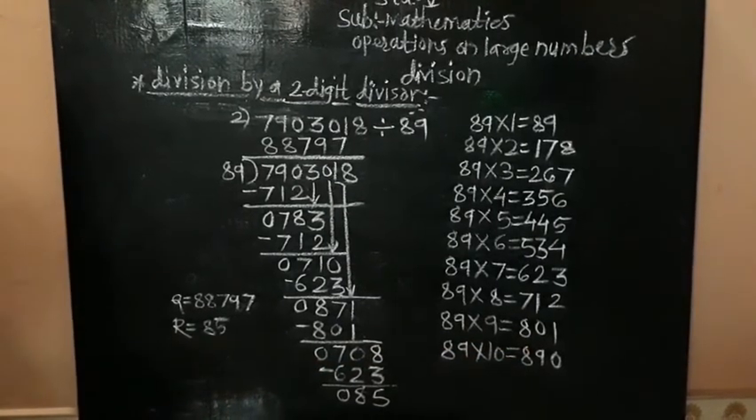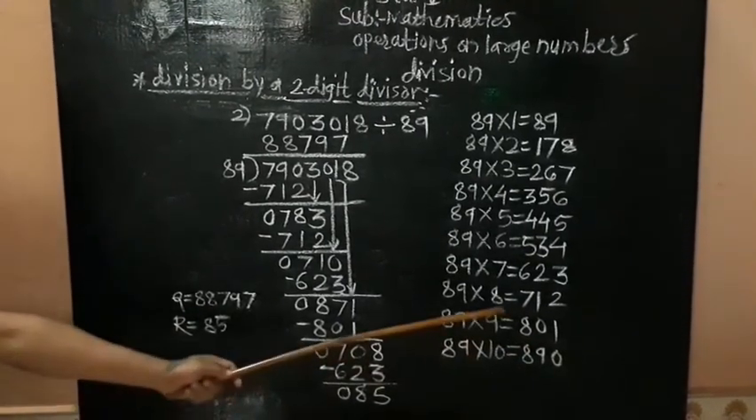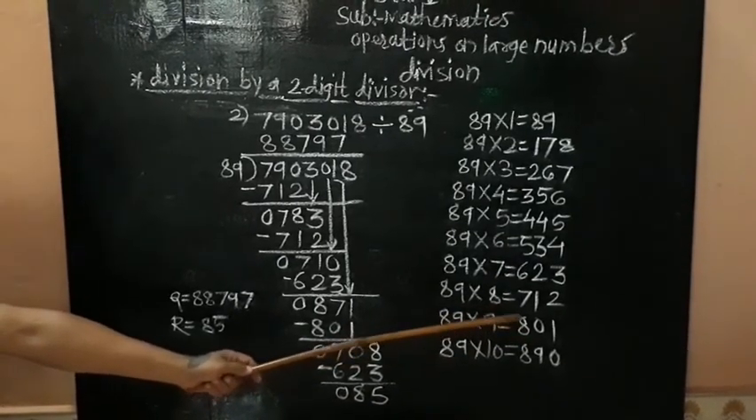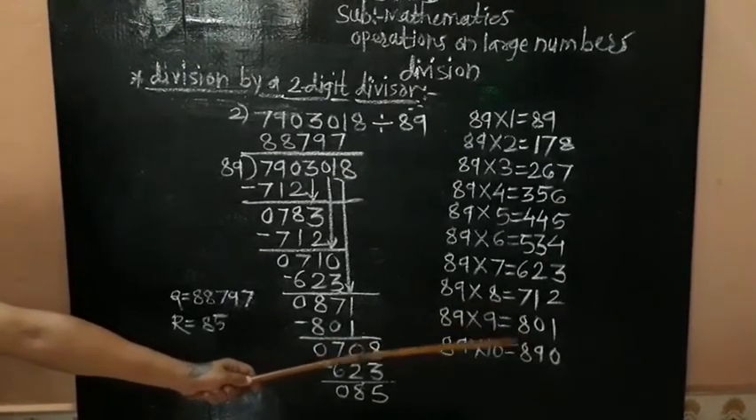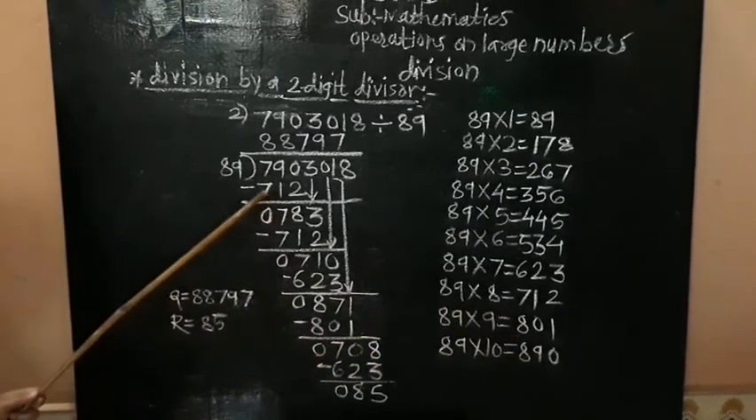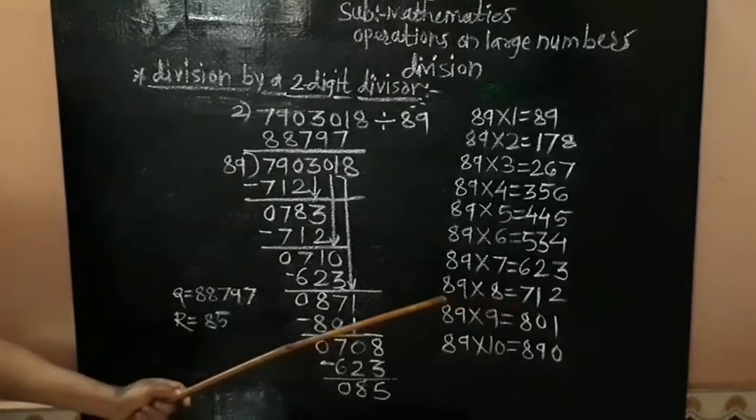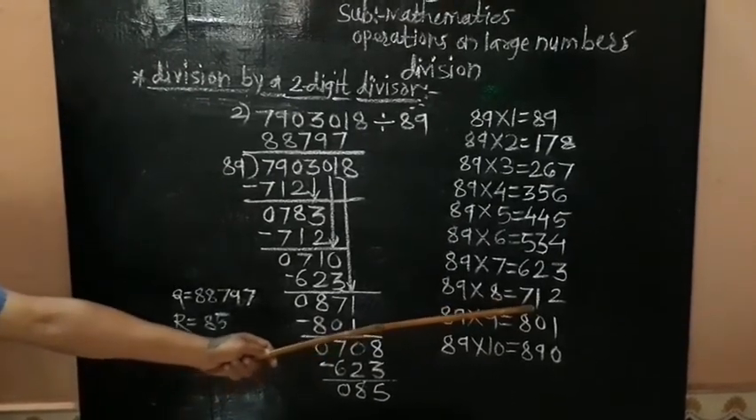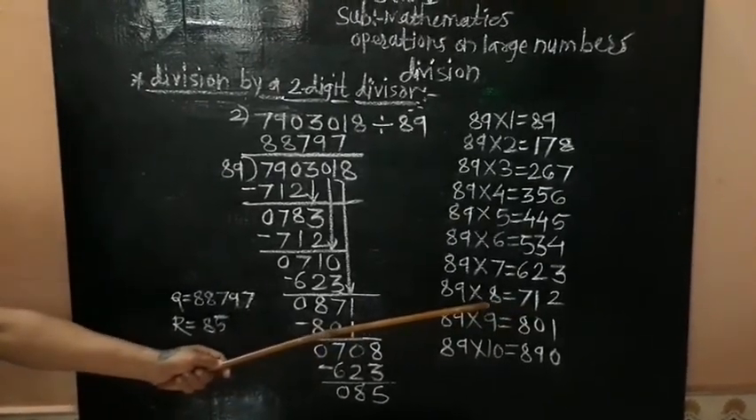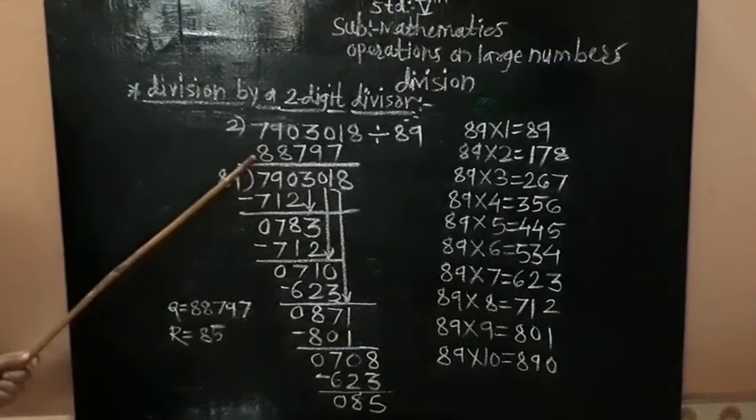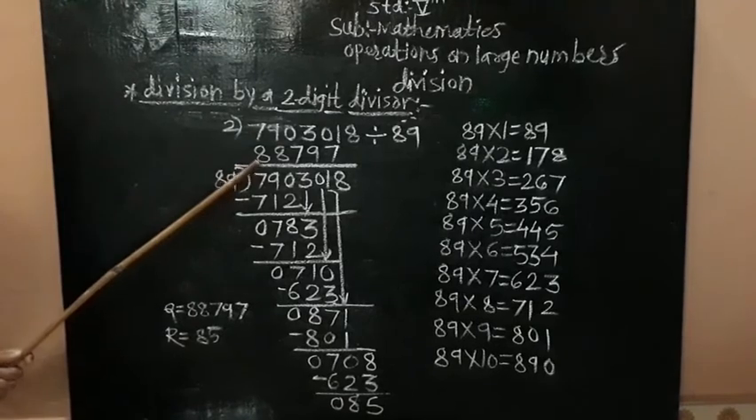I think, my dears, you got your answer. Which are the nearer numbers here? 712 and 801. But 801 is bigger than 790, so which number can I consider here? 89 8s are 712. So this 8 I am writing on the top, at the quotient place. So first quotient digit I got here is 8.